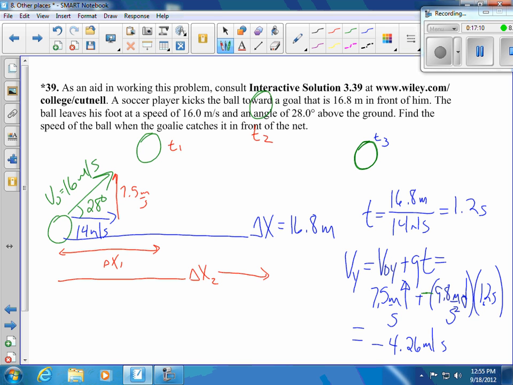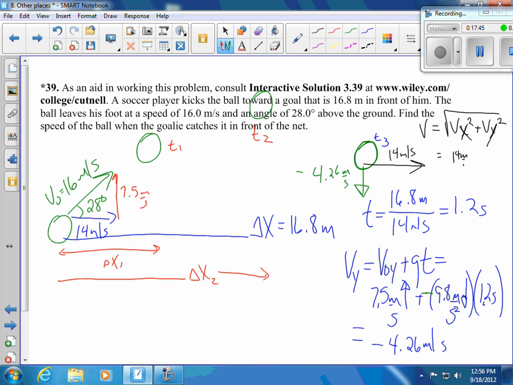What does that mean? That means that when the soccer ball is caught by the goalie, it's going downward at 4.26. See, when we plug g in as negative, the calculator knows that downward is the negative direction. So that's Vy when the goalie catches the ball, 4.26 meters per second downward. So to find the speed of the ball, you've got to take that downward along with the same 14 meters per second sideways, and to find the speed when it's caught by the goalie, you Pythagorate the Vx and the Vy.